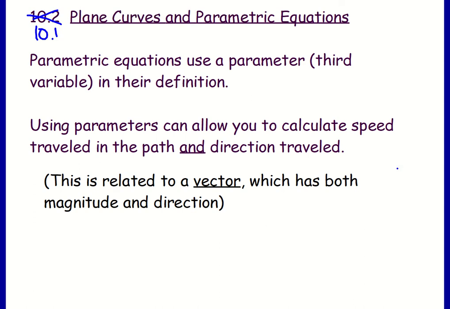We're looking at 10.1 in our new textbook. Parametric equations, just as a refresher, use a parameter, generally t, in their definition. So x and y are both going to be defined in terms of t instead of y being defined as a function of x. This allows us to have a coordinate at a point in time. So it gives us extra information that we wouldn't have had if we just had x and y. That also allows us to calculate speed and direction, which is going to be related to vectors momentarily.